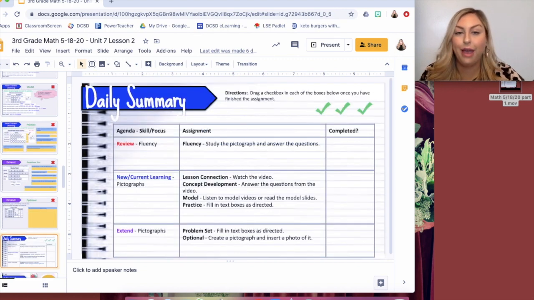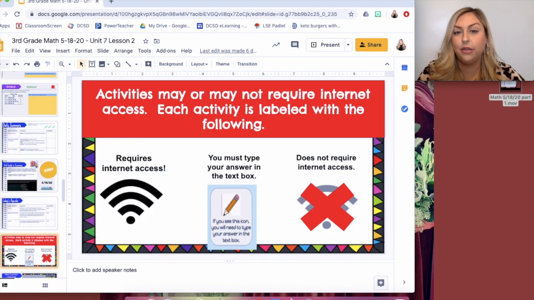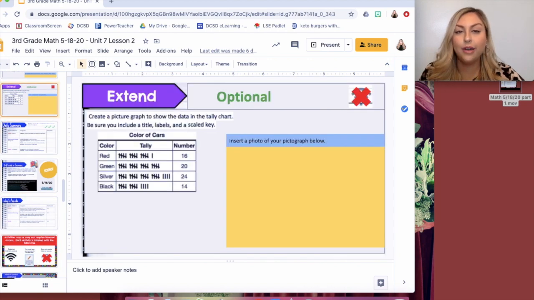And that is it for your math lesson for today. So once you've done all these components, make sure you drag your check marks to the correct place. And then don't forget, you do have some science lessons down here below today. Okay? All right. Good luck.